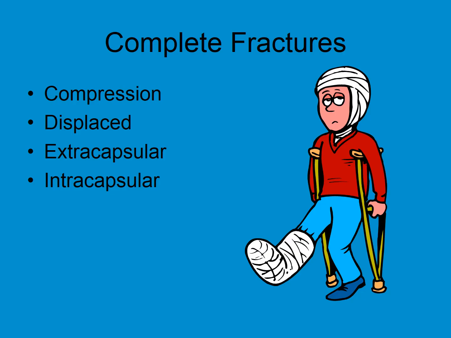Next slide. So compression is a fractured bone compressed by other bone, right? So the fracture is wedged or squeezed into one on the other side of the bone. Versus the displaced fracture, where one, both, or all of the fragments are out of the normal alignment, displaced. And extracapsular. These are fragments that are outside the joint capsule, versus intracapsular, where the fragments are inside the joint capsule.